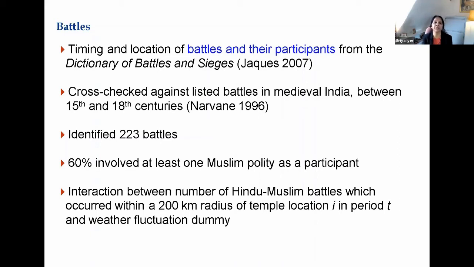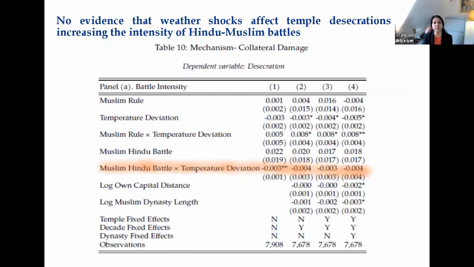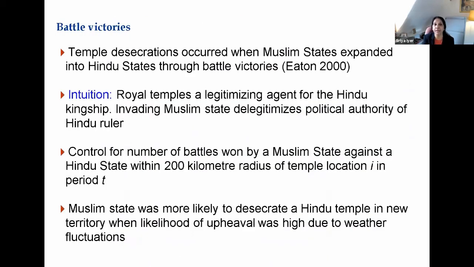And through this process, we could identify 223 battles, 60% of which involved at least one Muslim polity as a participant. And we then look at the interaction between the number of Hindu-Muslim battles which occurred within a 200-kilometer radius of temple location I in period T, and the weather fluctuation dummy. As you can see here, there's no evidence that weather shocks affect temple desecrations by increasing the intensity of these Hindu-Muslim battles.